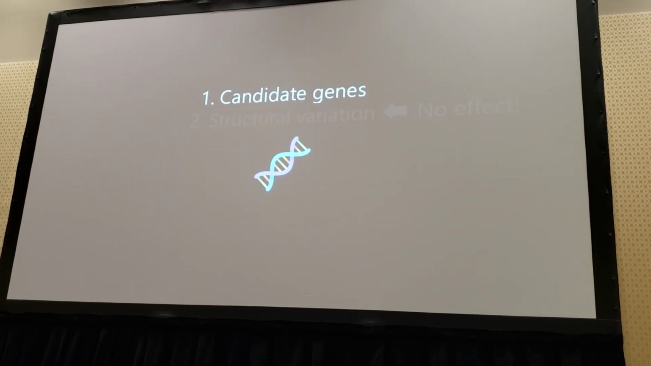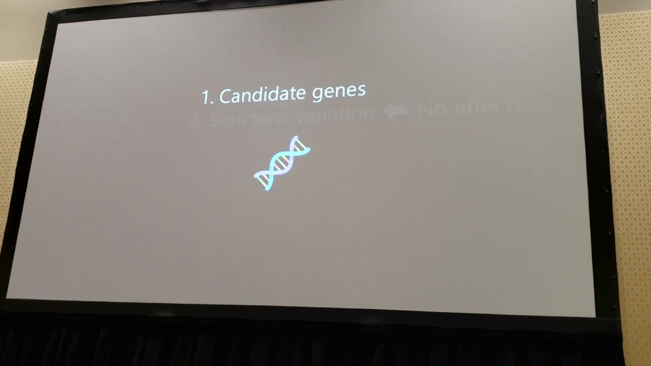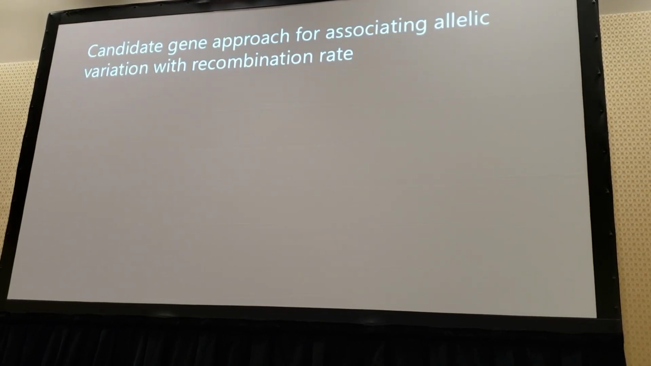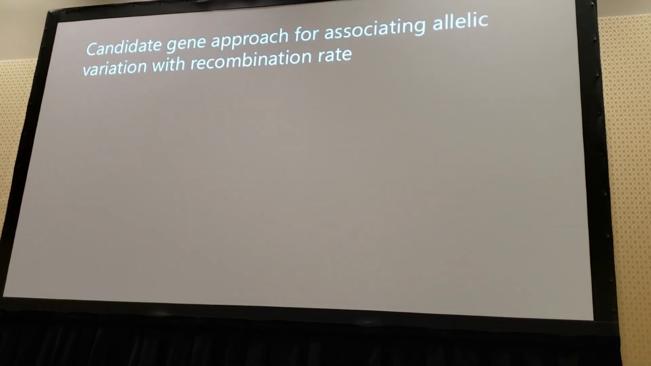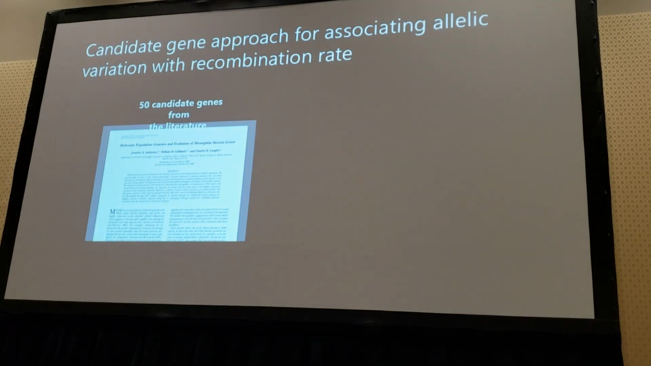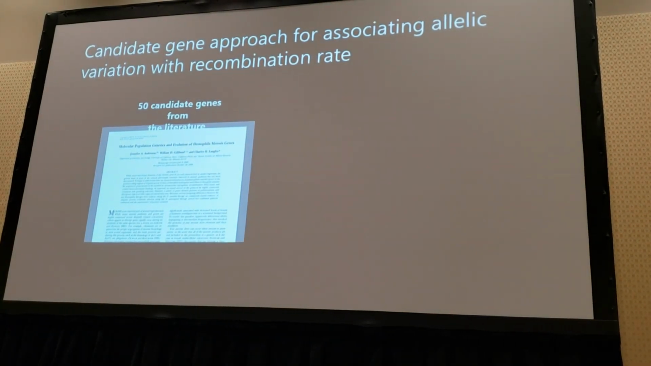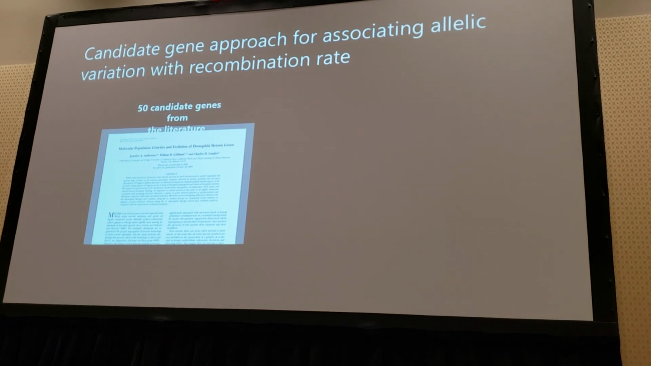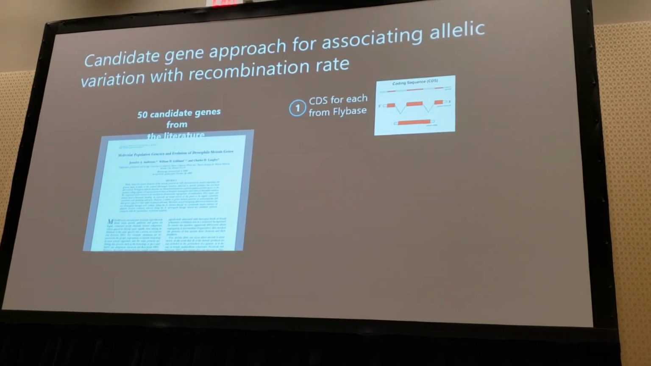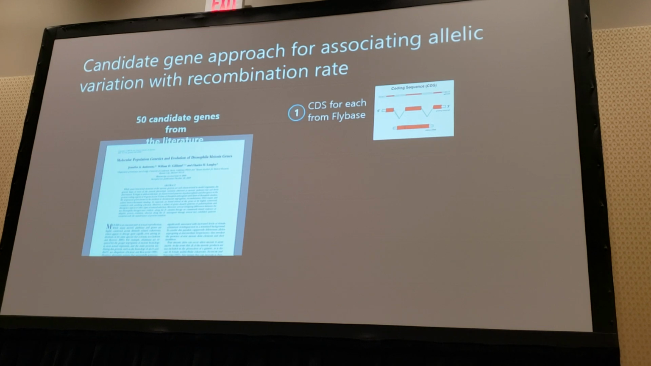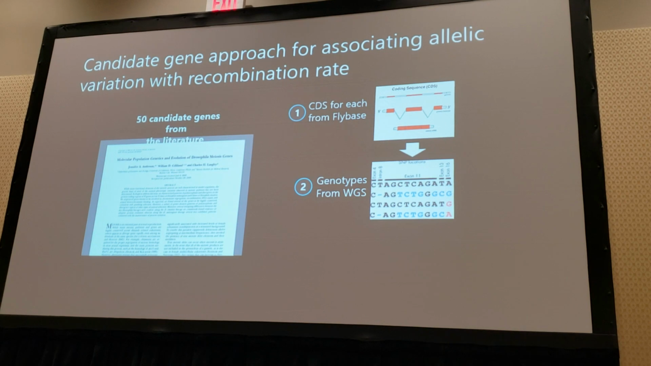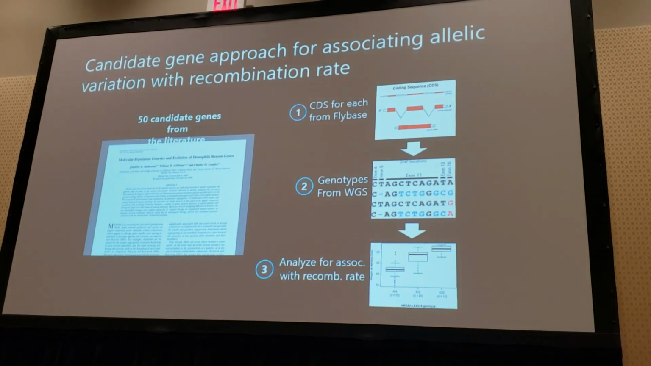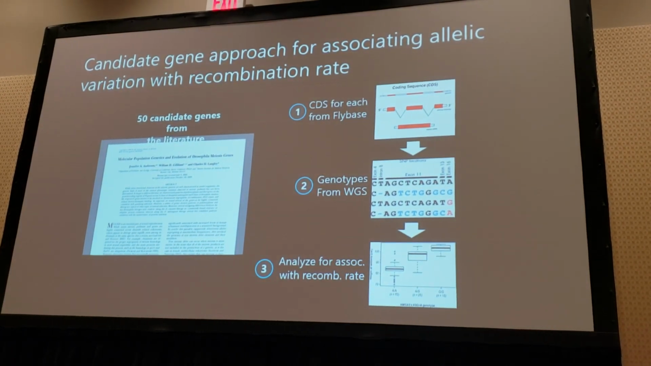Okay, so I'll quickly just touch on this candidate gene stuff we did. Basically the idea was we wanted to associate allelic variation in candidate genes in our isolines with the recombination rate that we observed. And so we went to the literature. We pulled out 50 strong candidate genes associated with meiosis. We went to databases and pulled out the coding sequence for each one of these. So we're only looking at coding changes in this case. Then we got our genotypes from our whole genome sequencing, and then we basically did a sort of baby GWAS where we analyzed association between these candidate genes and recombination rate.